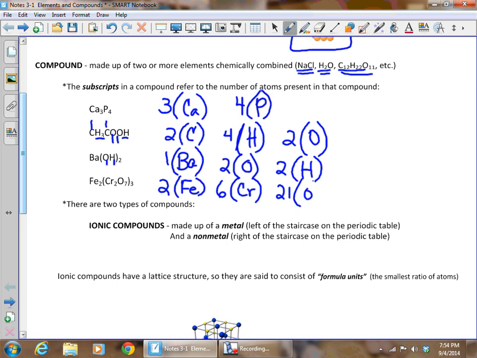Now be careful. I have students all the time tell me there are 5 chromiums and 10 oxygens. You do not add with that number outside the parentheses, you multiply, so watch for that.